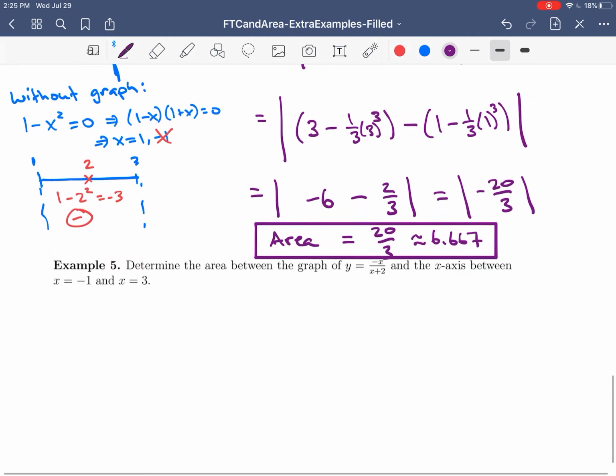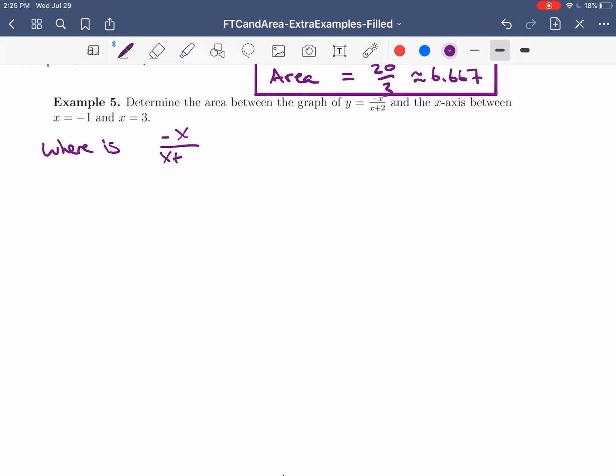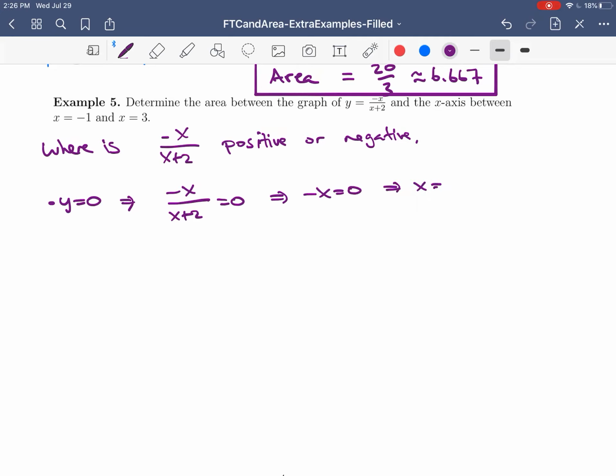Okay, let's try another one. So here we might not know the graph, so I'm going to do this one without the graph. I want to know where negative x over x plus 2 is positive or negative. So I want to find its critical numbers. Where does it equal 0? Negative x over x plus 2 equals 0 when the top is 0, so when x is 0.